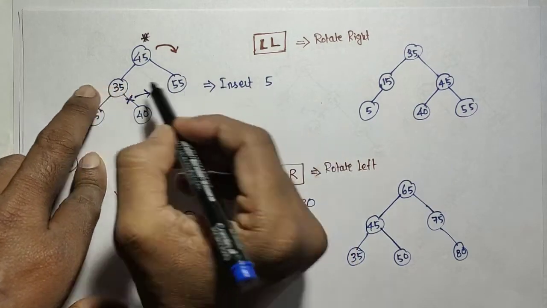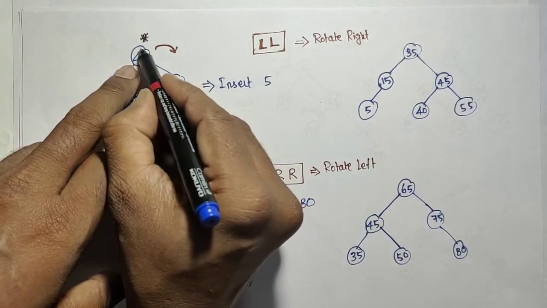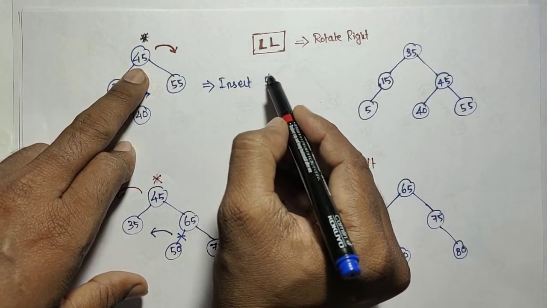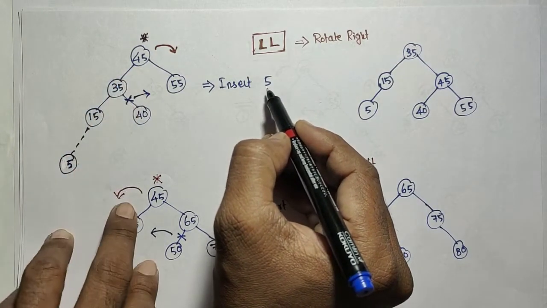Okay, if it is less than means left subtree. If it is greater than means right subtree. In between, if this is the null. Okay, if this is a null means I have to create the space for 5. I have to create the node for 5. Okay, are you clear?